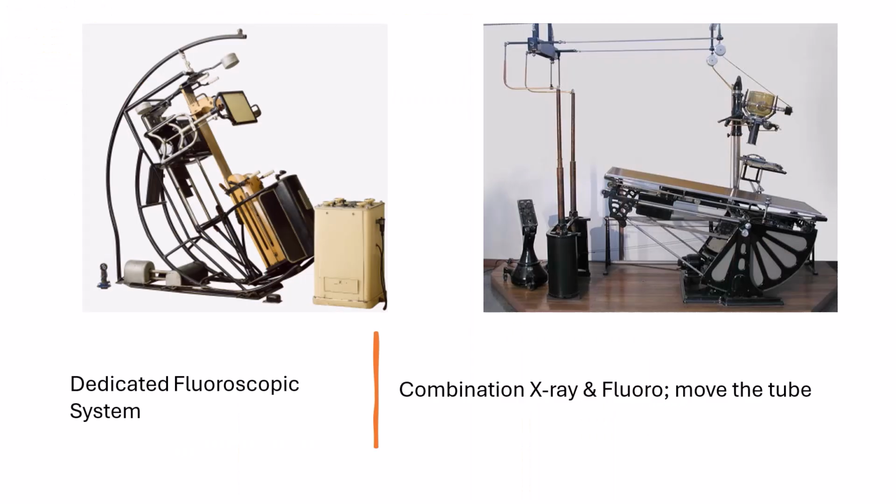This visual shows the evolution of the fluoroscopic equipment. To the left, we see a dedicated fluoroscopic system, which allowed for the motion of the patient from a supine to an upright and in between. To the right, we see not only the ability to move the patient's table with the patient on them, but also to add the combination of an X-ray tube and a bucky to the table.